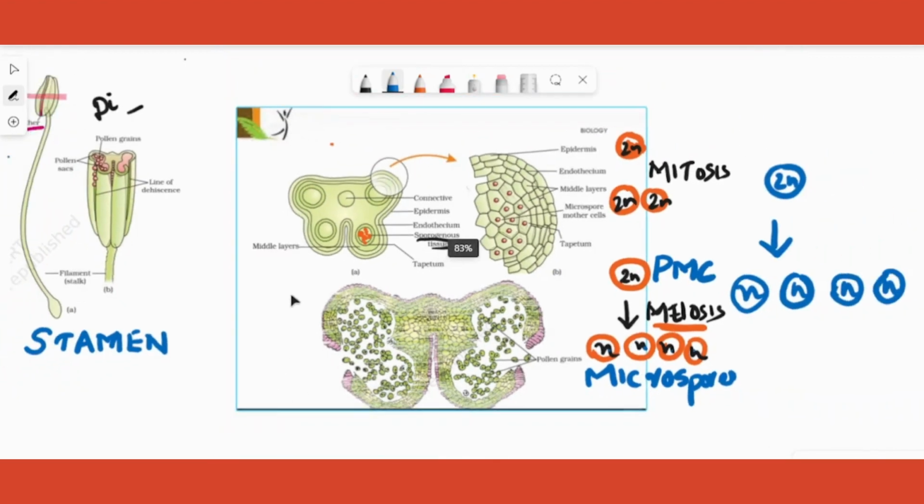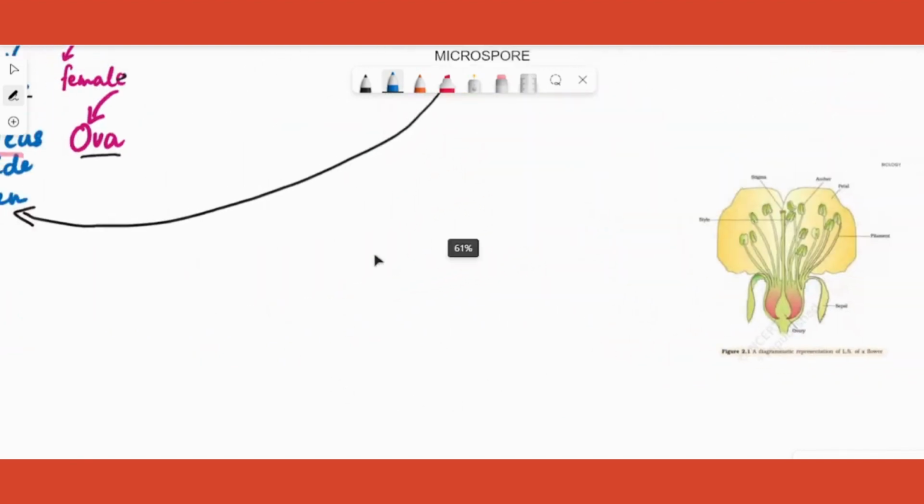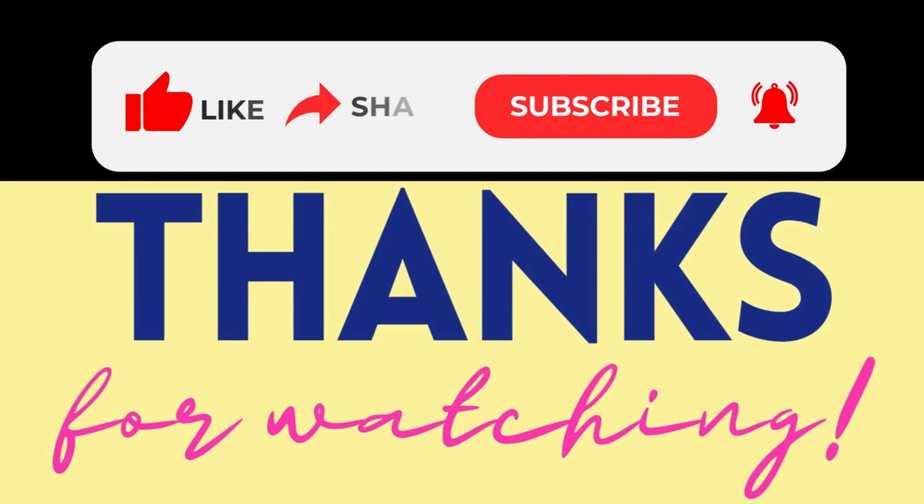That is it. Alright. So how can we define it now? Can you define microsporogenesis? Microsporogenesis is the production of microspore from pollen mother cell through meiosis. These are your keywords. This process is called as microsporogenesis. I hope it is clear. After microsporogenesis, at the end of it, what do you get? You get microspore. Microspore matures to form pollen. Structure of pollen we will cover in the next video. Thank you.